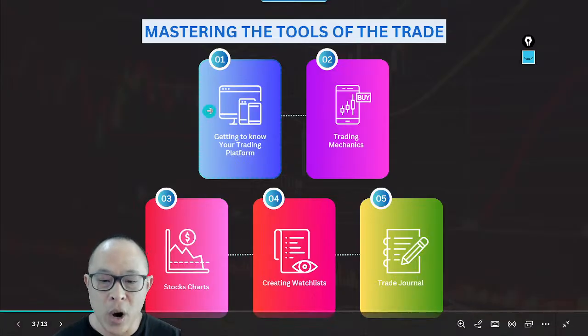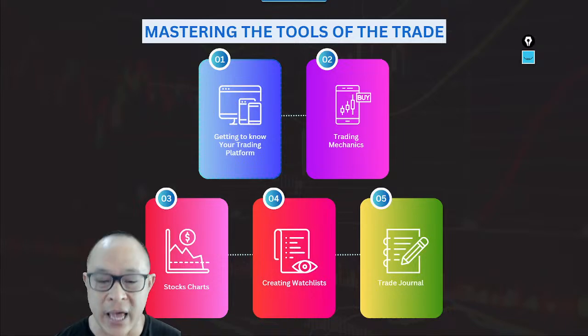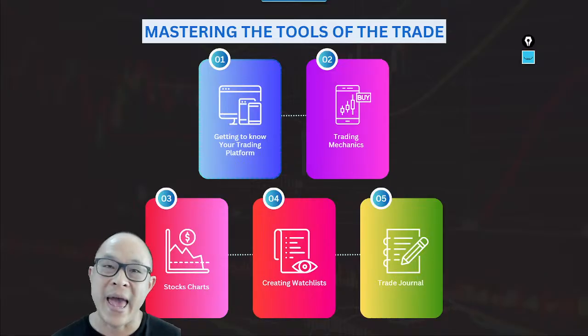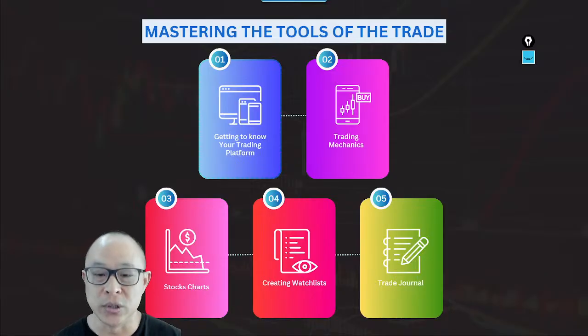So number one in mastering the tools of the trade is knowing your trading platform. And when I talk about knowing your trading platform, it could be Thinkorswim, Tasty Trade, whatever you're comfortable with, but make sure that your platform has advanced tools such as placing advanced orders. This is your trading mechanics. Having a sophisticated charting software where you can look at candlestick charts, you can look at different indicators.